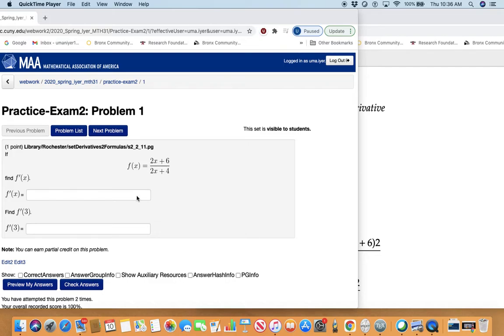Back. We are going to go over practice exam 2, problem 1. f(x) is (2x + 6) / (2x + 4). Find the derivative of f at x and find the derivative of f at 3. Okay, so this calls for quotient rule.